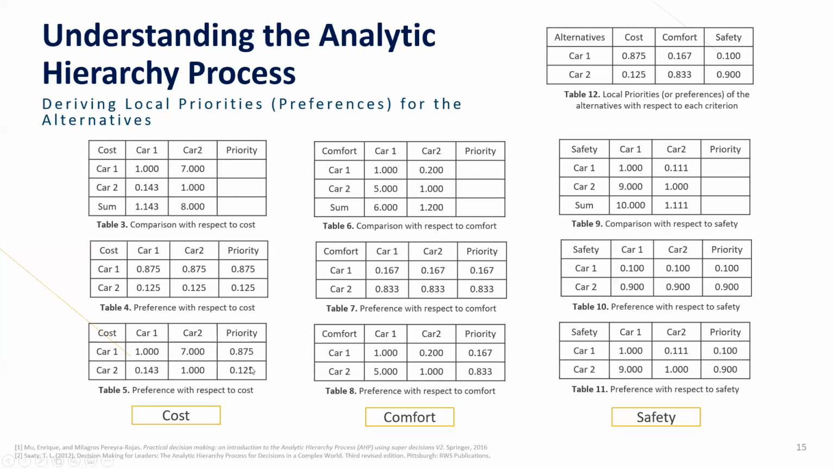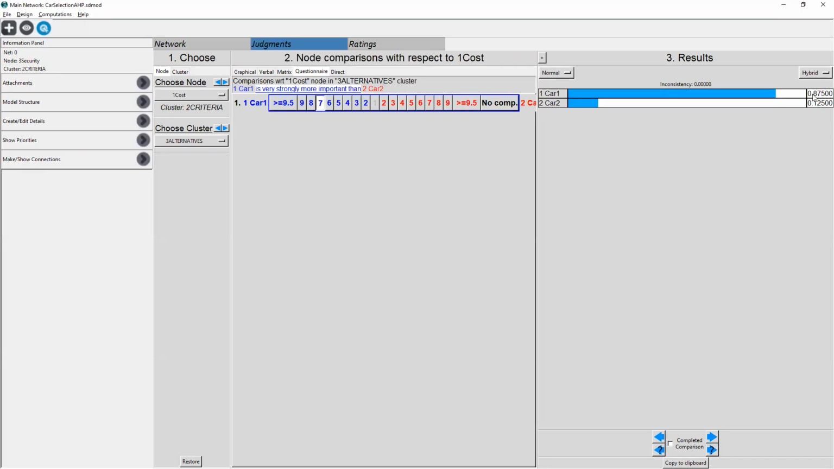For example, with respect to cost, we will calculate the priority 0.875 for car 1 and 0.125 for car 2. You see here, the calculation is done automatically. For cost, the priority is 0.875 and car 2 is 0.125.